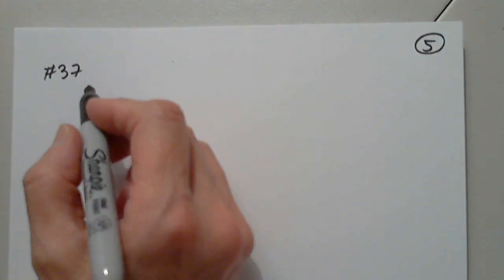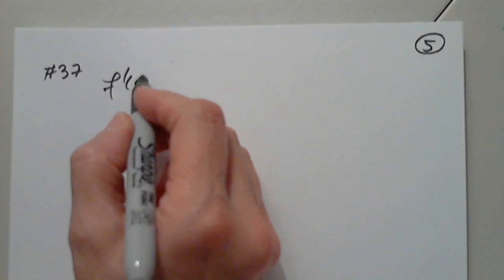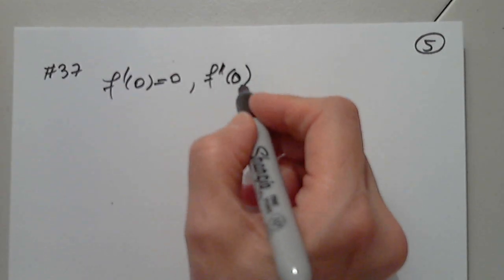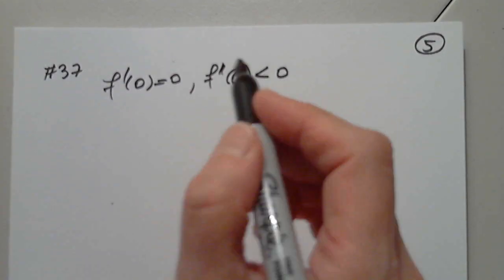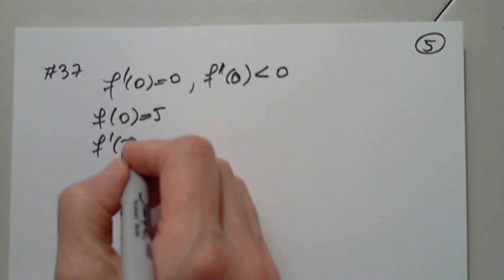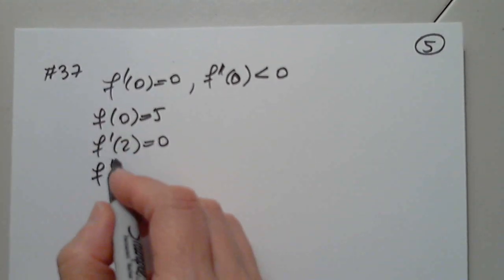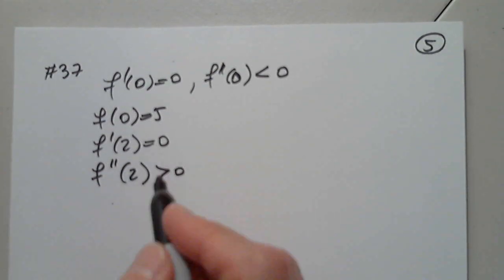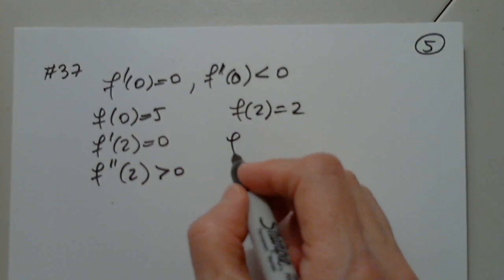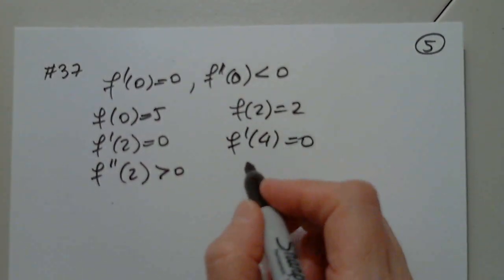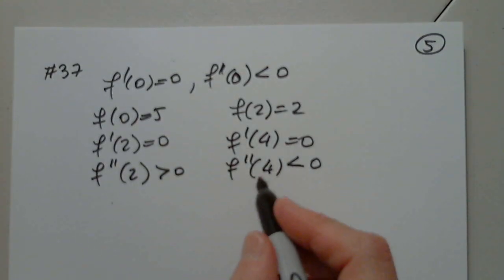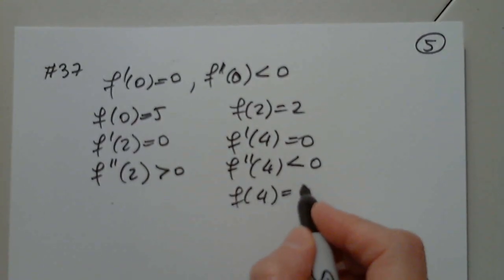Okay, so f prime of 0 is 0. F double prime of 0 is less than 0. F of 0 is 5. F prime of 2 is 0. The second derivative at 2 is greater than 0. F of 2 is 2. F prime of 4 is 0. F double prime of 4 is less than 0. And f of 4 is 3.